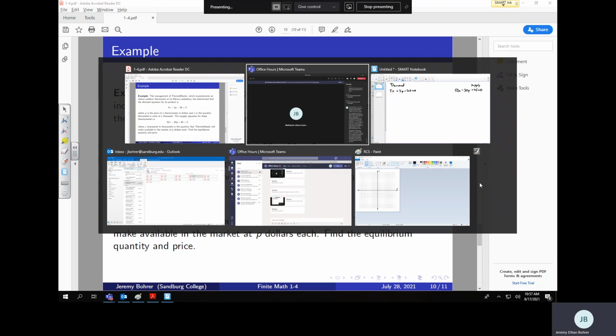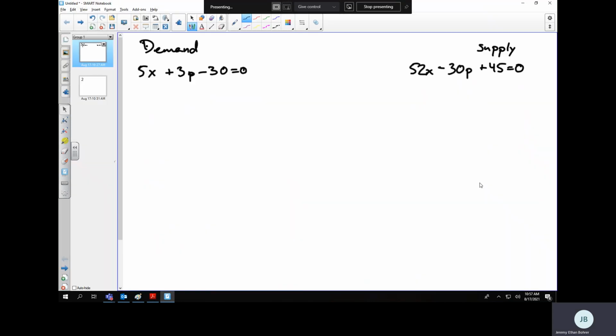All right, so let's take a look at this one. Here I've got the demand and the supply equations. What we want to do now is get a single equation that we can solve for one variable or the other. This is a process called solving linear equations. I'm going to take my demand equation and multiply everything by 10.